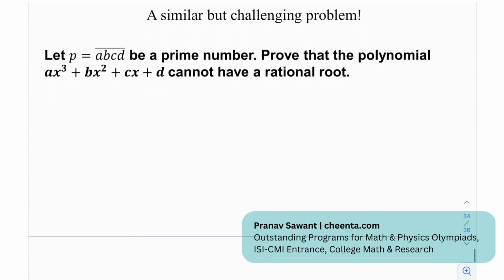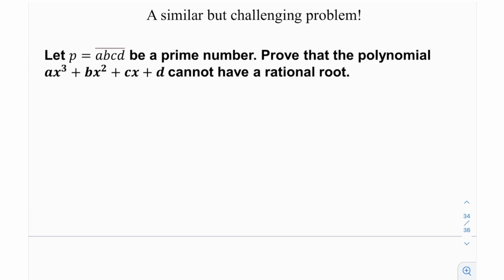Okay, lastly I have a similar but challenging problem. Let P be a number ABCD, which is also a prime number, and I want you to prove that the polynomial ax cubed plus bx squared plus cx plus d cannot have a rational root. It's impossible for it to have a rational root if P is a prime number, ABCD. So maybe try this out, and if you're able to solve this, let me know.